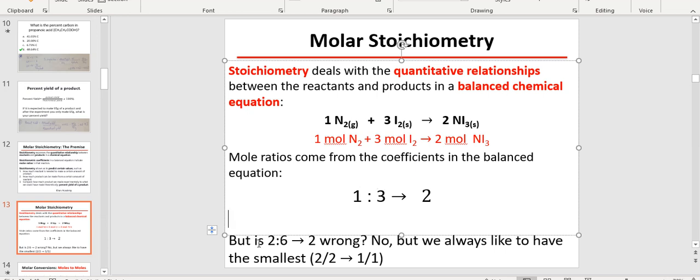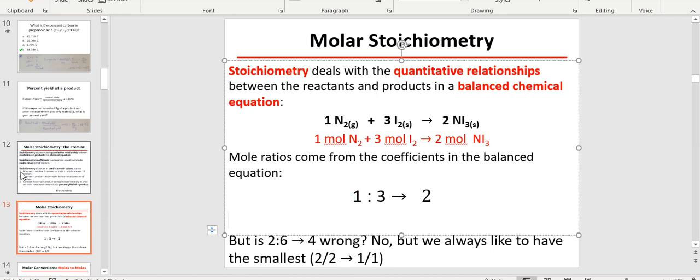But is 2, 6, 2 wrong? Like if I multiply this guy by 2, multiply this guy by 2, multiply this guy by 2. Okay? Oh. Sorry, that should be 4. Late at night doing this stuff. But is 2, 6, 4 wrong? No. We always like to have the smallest though. So when you're doing these balancing equations, which you guys did very well on, and I was very impressed on the assignment 2, it's all about getting the smallest numbers there.